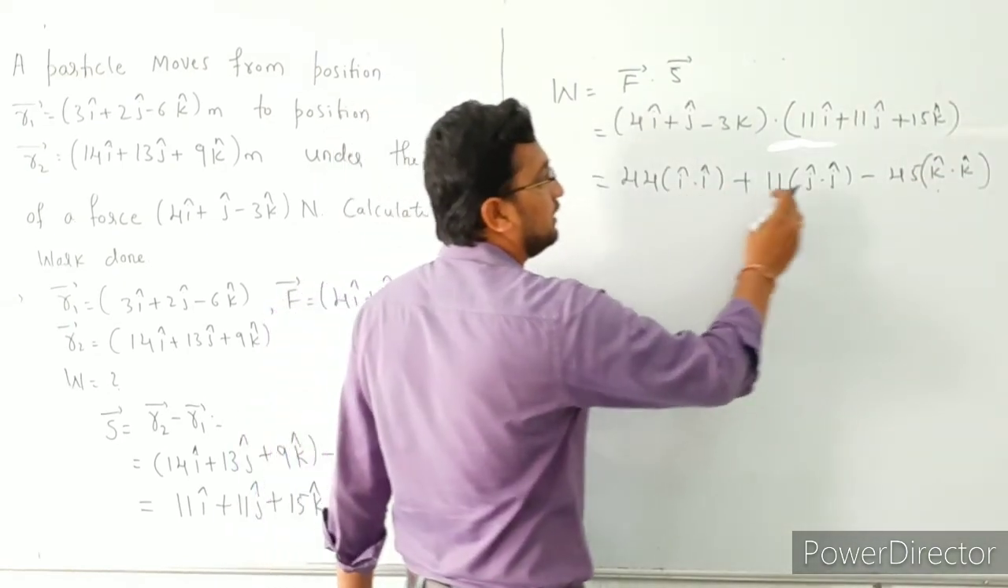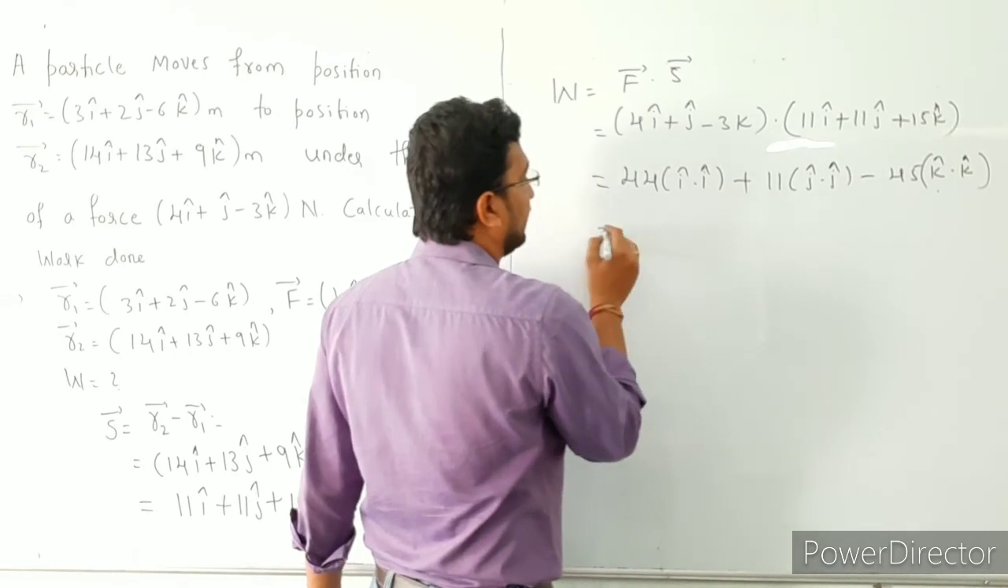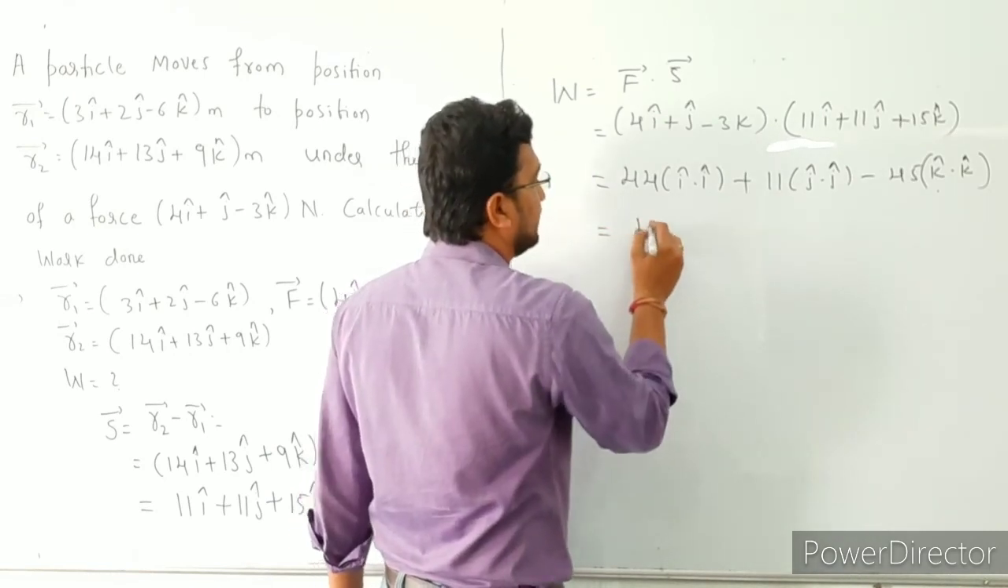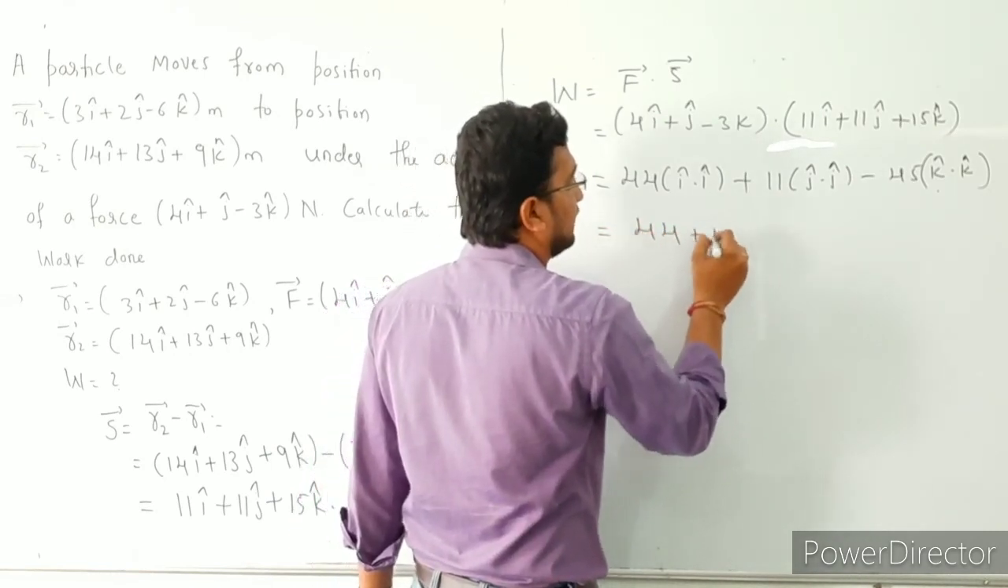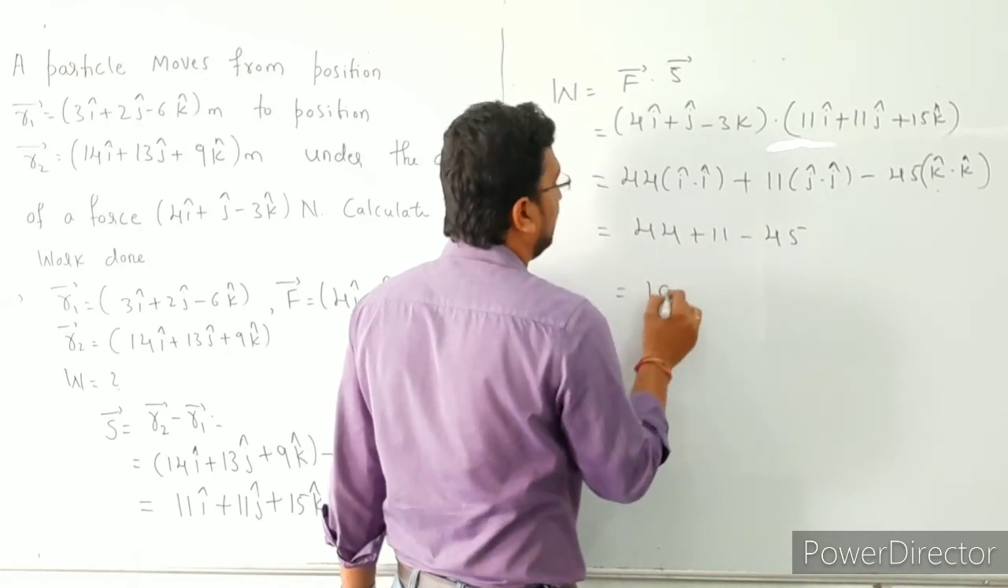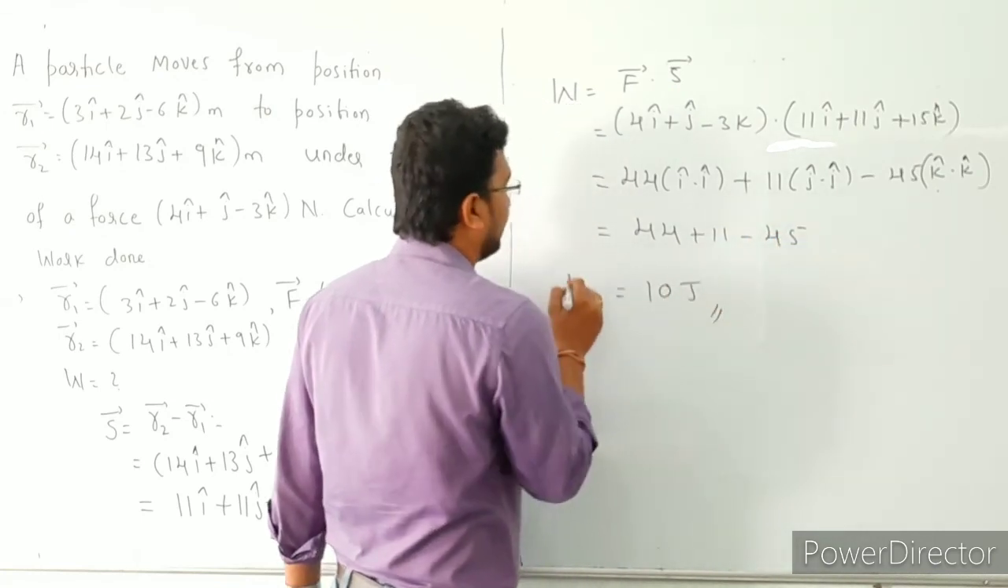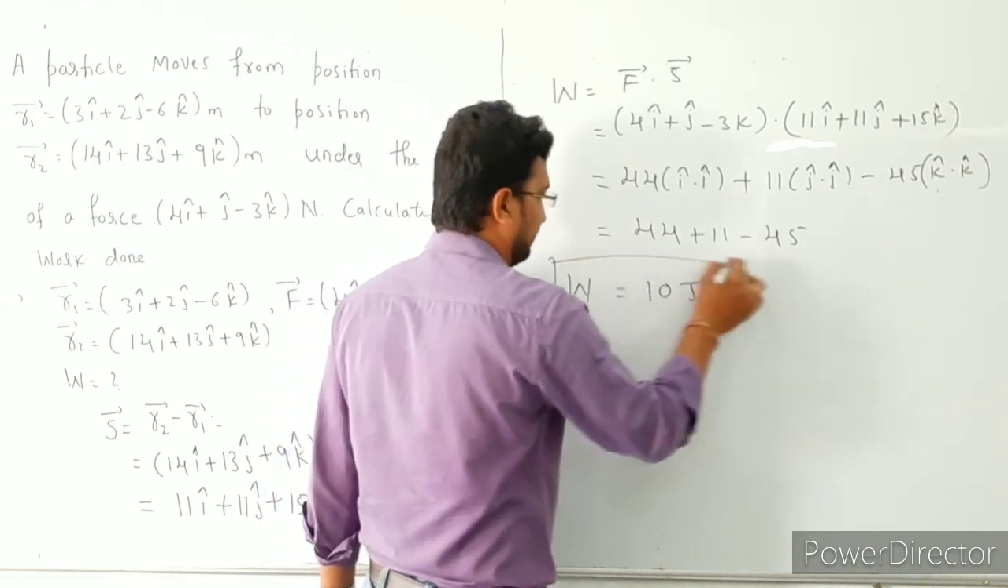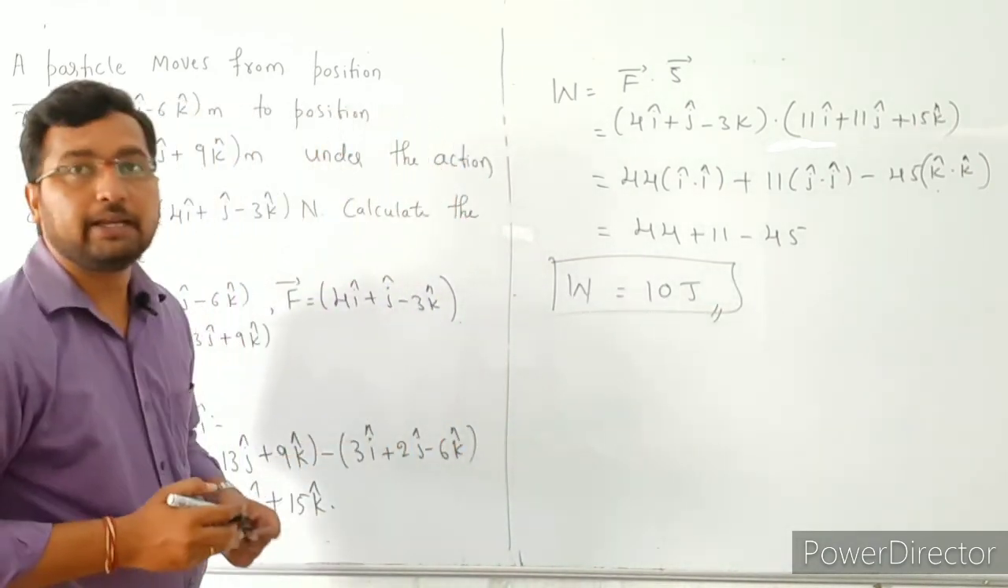i dot i value is 1, j dot j value is 1, k dot k value is 1. So this is 44 plus 11 minus 45. So this is equal to 10 joules, right? So this is the work done, that is equal to 10 joules.